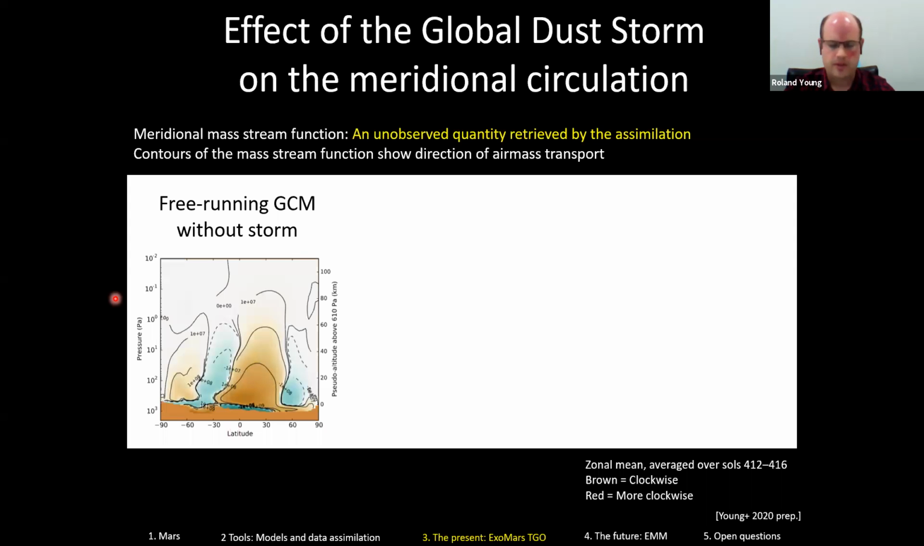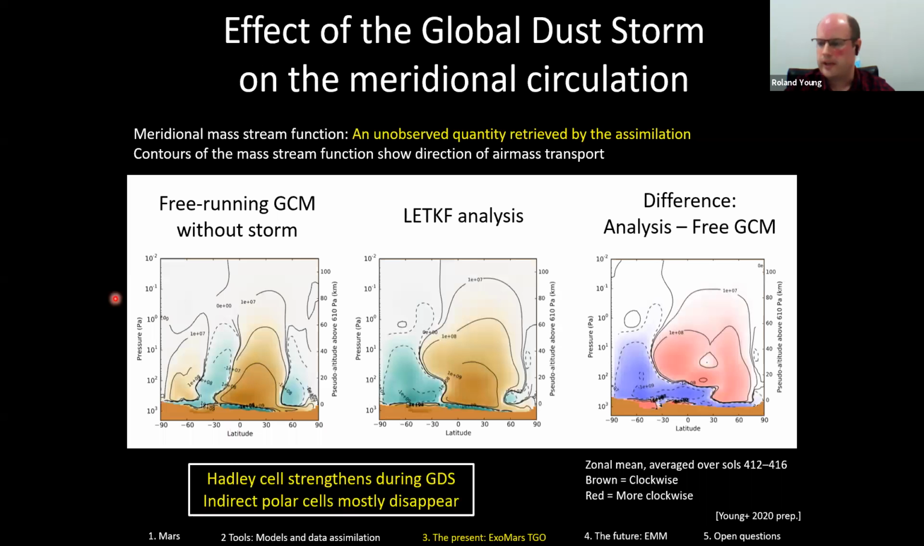So we assimilated data during the storm, and we found that at the peak of the storm, in fact, this is a comparison between the free-running model at the same time as the peak of the storm was happening and the analysis, which included assimilating these observations. And so the difference we can see here is that the meridional circulation is strengthened.